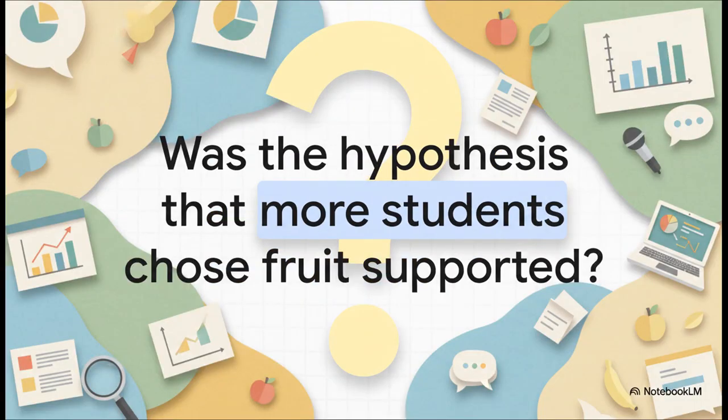Okay, number 3. The hypothesis was that more students would choose fresh fruit. Let's check the data. For 9th graders, 78 chose fruit, only 74 chose pizza. So far, so good. But wait, look at the 10th graders. Only 68 chose fruit, while 78 chose pizza. So the hypothesis worked for one grade but not the other. That means overall the hypothesis was not supported. The answer has to be no.